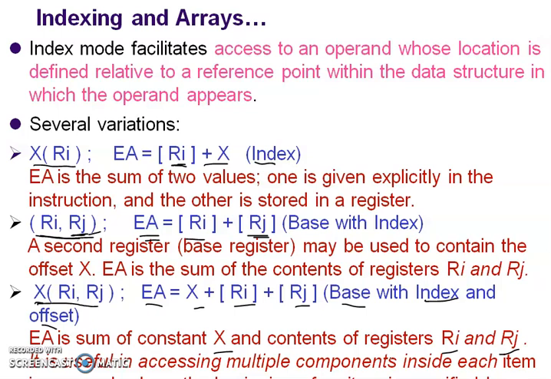The main purpose of using this is to access records. If there are multiple items in a record, we make use of this. Hoping that you are able to distinguish between an array and a record. Array means same type elements will be stored. Record means you will be having different attributes stored inside the record. So in order to access the different components from the record, we make use of the base with index and offset addressing mode. So these three come under the indexed addressing modes.